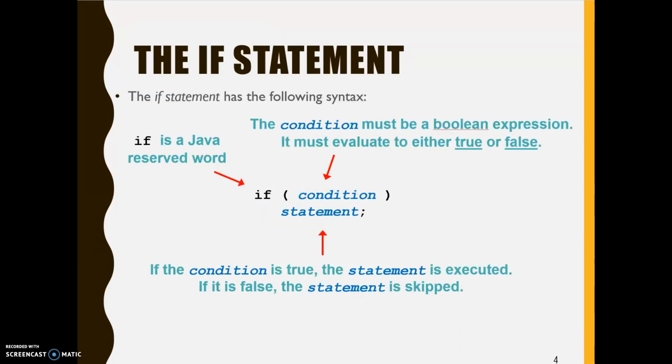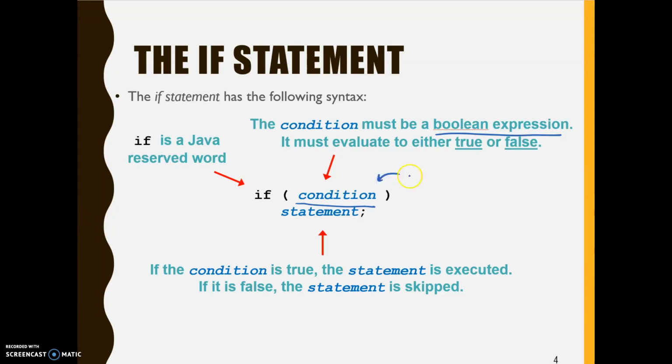The syntax for an if statement is going to be if, and then we will have some condition in parentheses, and then a statement to execute if the condition is true. Now you'll see here that it says condition must be a Boolean expression. And the Boolean expression could be a Boolean variable, or it could be a conditional to evaluate.